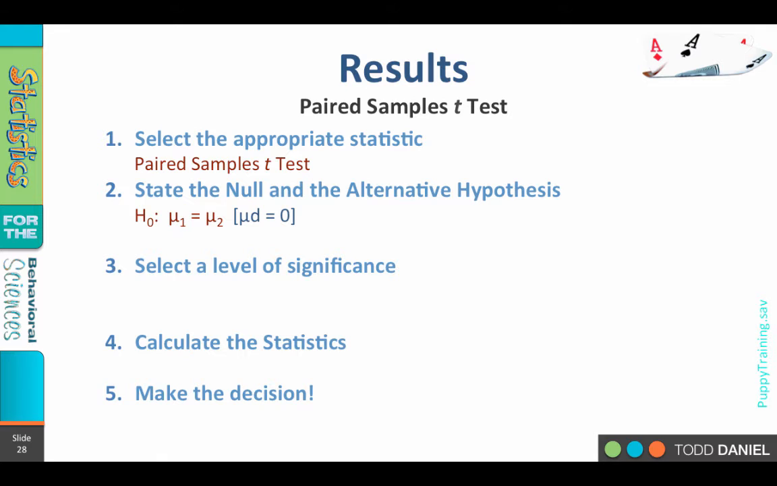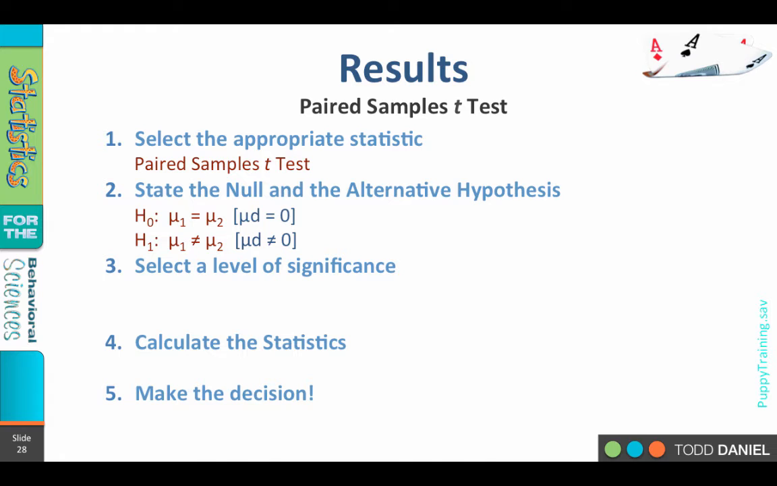The alternative hypothesis, that depends on how you set up the null. In the first case, we could use mu1 does not equal mu2. Or we could say mu sub d does not equal 0. In both of these cases, we're using a non-directional test because we're not suggesting the direction of change or which type of training will be superior.